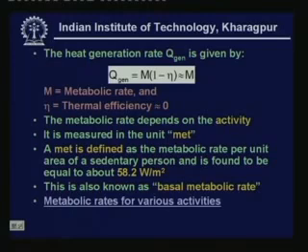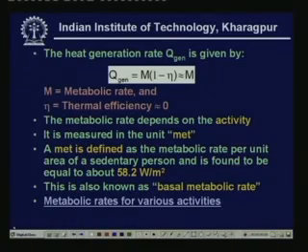Now let us look at each of these terms. The first term is the heat generation rate. The heat generation rate Q_gen is given by Q_gen is equal to m into (1 minus eta), where m is the metabolic rate and eta is the thermal efficiency. As I said, for most of the applications or for most of the common tasks, this thermal efficiency term is almost close to 0. So you can neglect it. If you neglect it, you find that the heat generation rate is equal to the metabolic rate m.